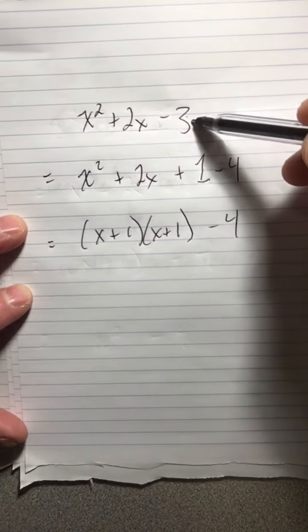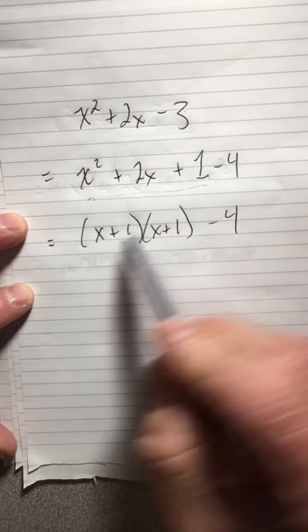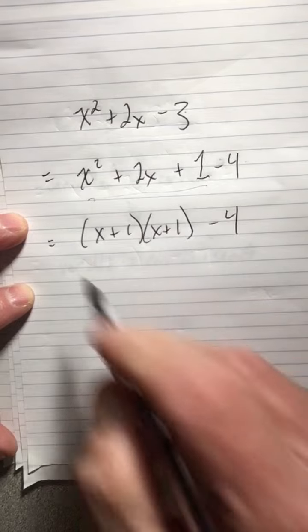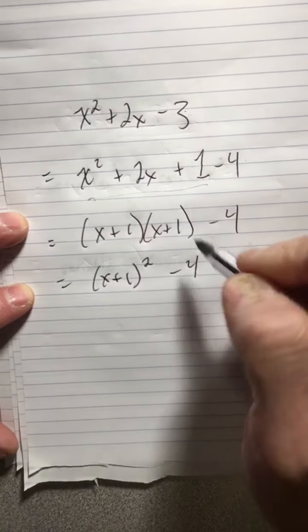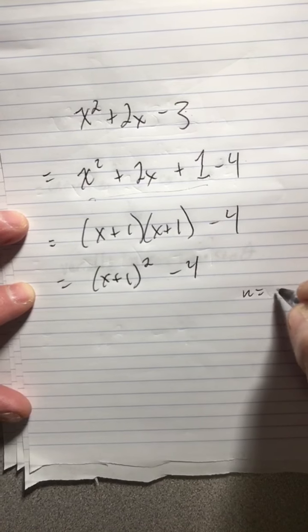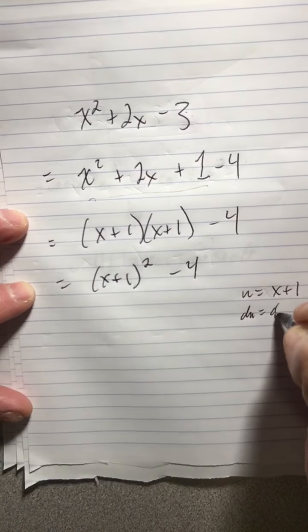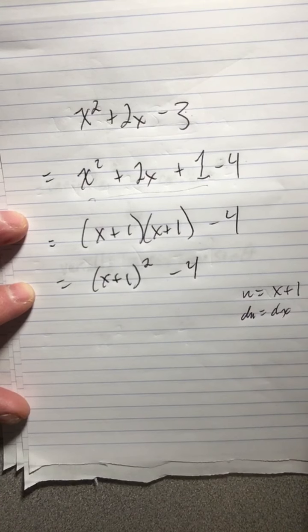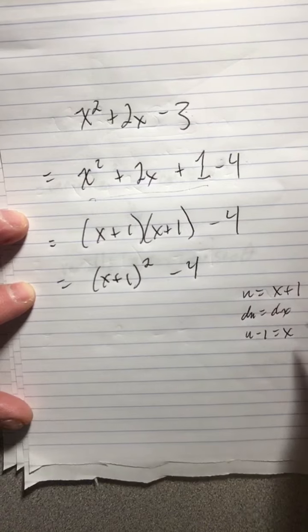So I just rewrote the -3 as 1 minus 4. And that gives me a perfect square trinomial. See, this factors to x plus 1 times itself. So I have x plus 1 squared minus 4. And I can see that if I let u be x plus 1, so that du is just dx, and if I were to need it, then u minus 1 would be x.